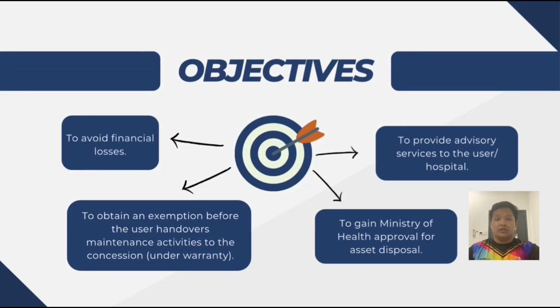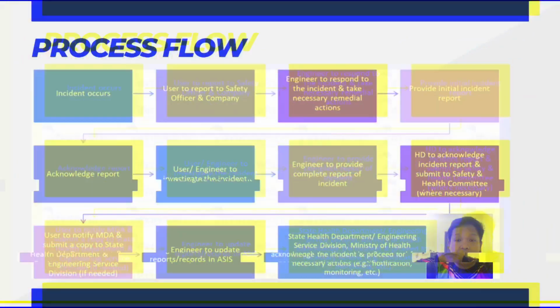The next one is objective. The first one is to avoid financial losses. The second one is to provide advisory services to the user or hospital. The third one is to gain Ministry of Health approval for asset disposal. And the last one is to obtain an exemption before the user hands over maintenance activities to the concession or under warranty.